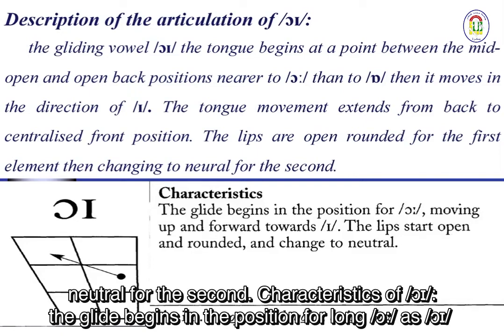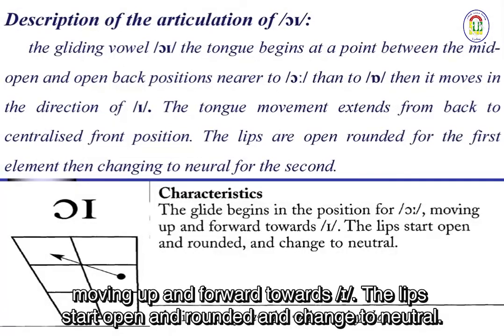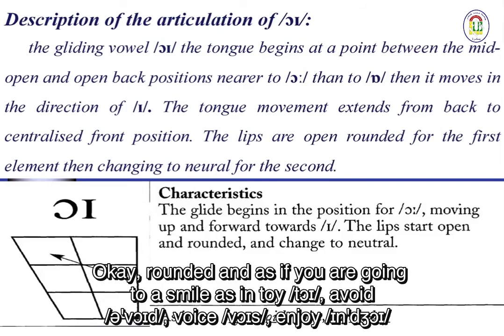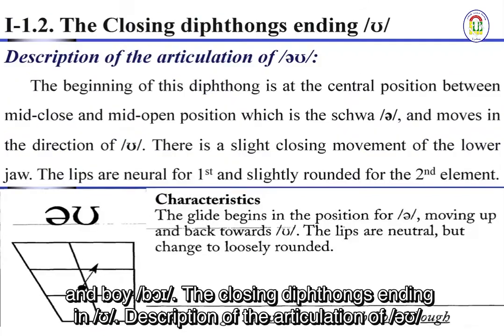Characteristics of Oi. The glide begins in the position for long O, moving up and forward towards E. The lips start open and rounded and change to neutral. Oi, rounded, as if you are going to smile, as in toy, avoid, voice, enjoy, and boy. The closing diphthongs end in U.